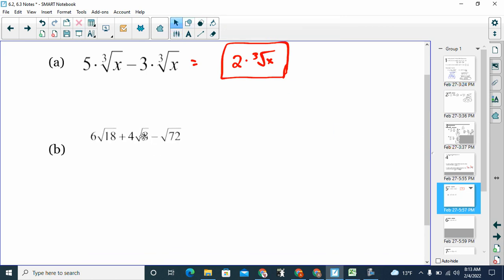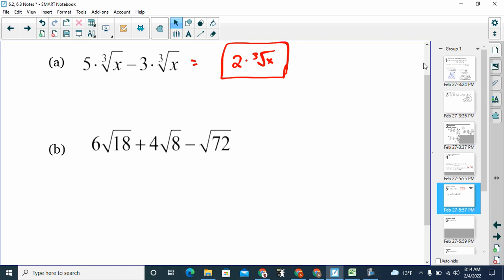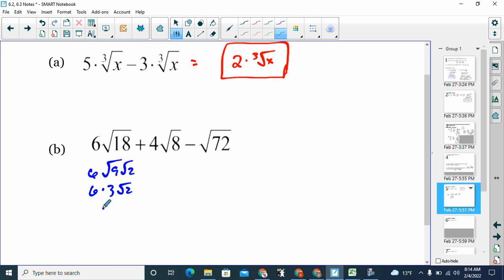Part B, what if they give it to us so that it can't be combined? At least not as it's written. 6 root 18 plus 4 root 8 minus root 72. We want to start by reducing the roots. We cannot combine them as it's written because the radicands are not the same. So 18 is 9 times 2. Here I have 6 times 3 times root 2. I've got 18 root 2.